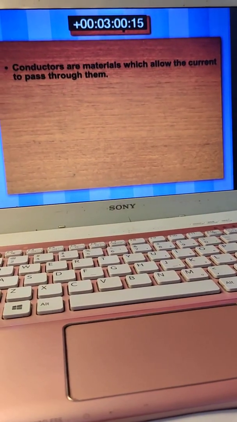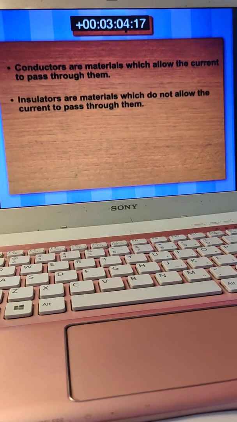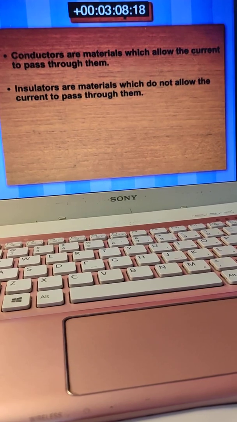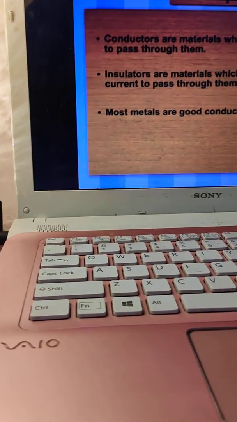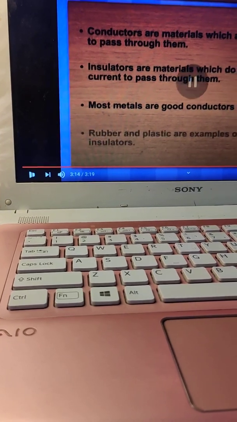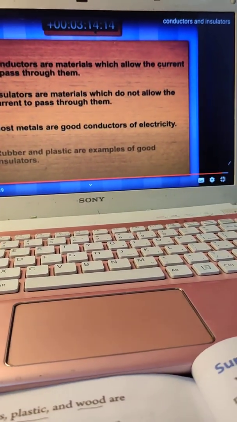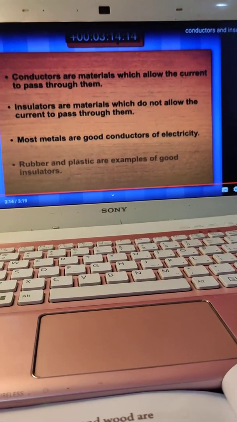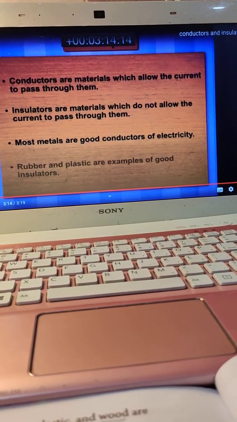Conductors are materials which allow the current to pass through them. Insulators are materials which do not allow the current to pass through them. Most metals are good conductors of electricity. So students, conductors are materials which allow the current to pass through them.